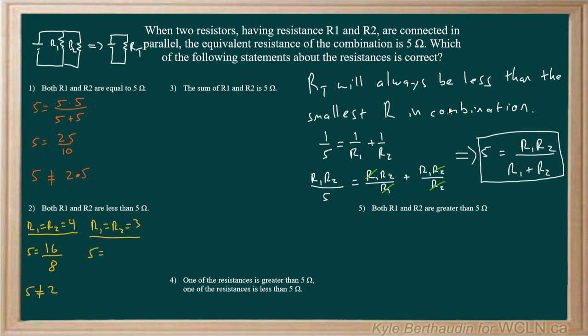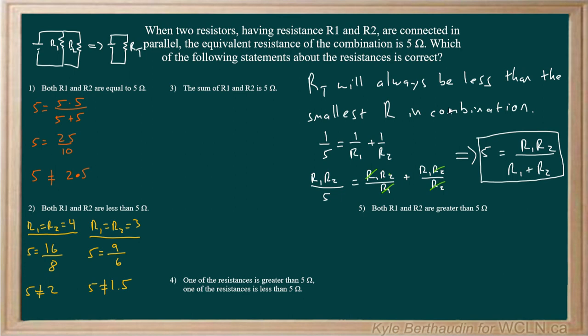Again, we can test it in our equation. 3 times 3 is 9, and then 3 plus 3 is 6, and that gives us 5 equals 1.5, which again is not true. And we can see that the number on the right-hand side of the equation is decreasing. So it's not getting closer to 5. So statement 2 is also false.